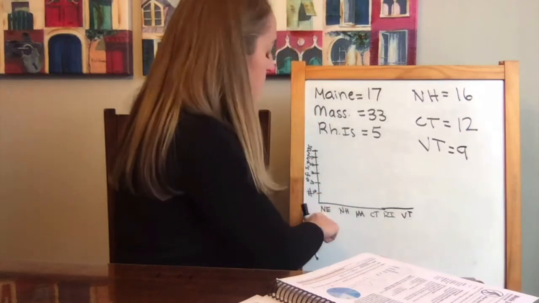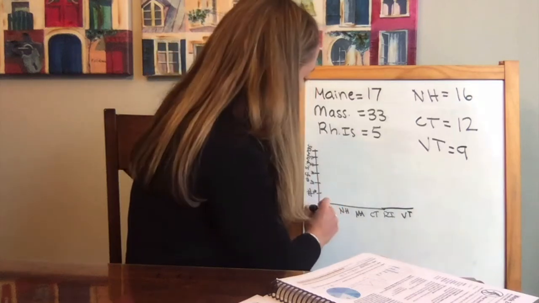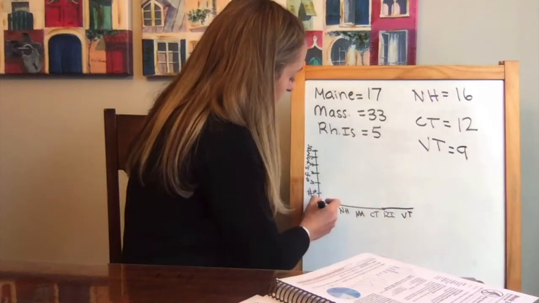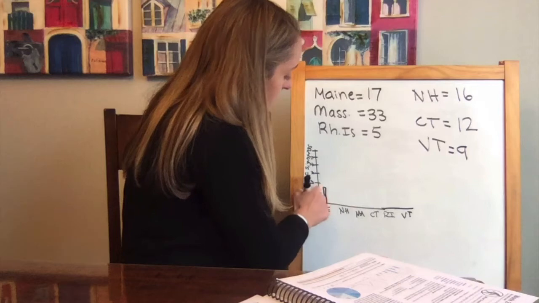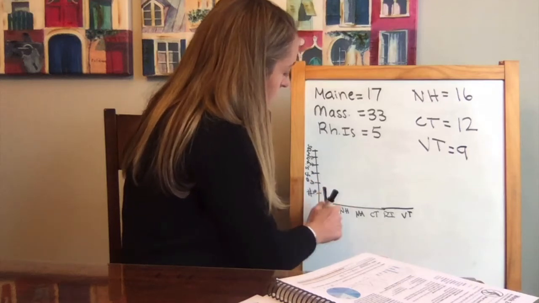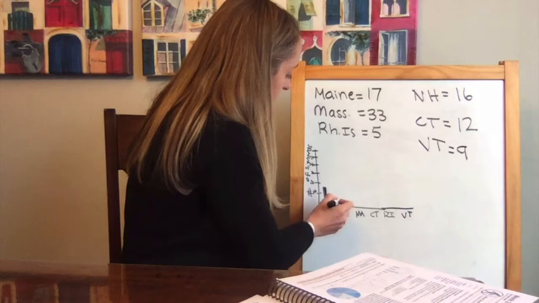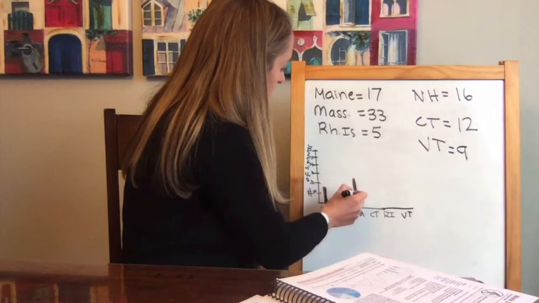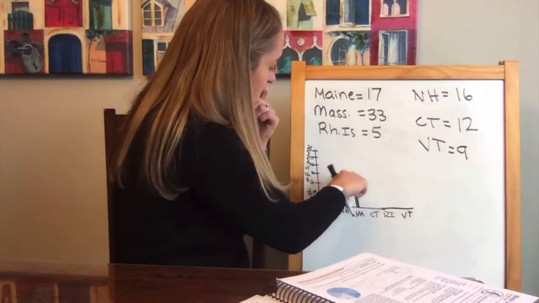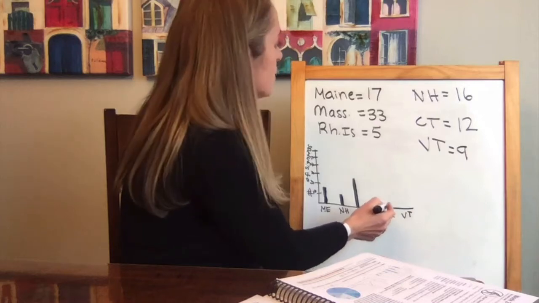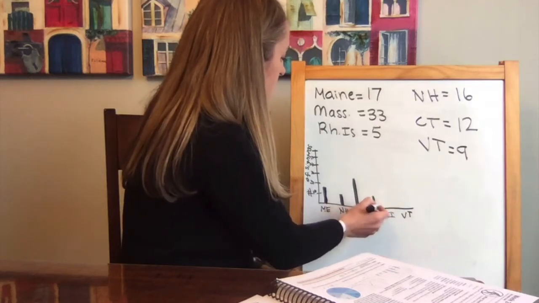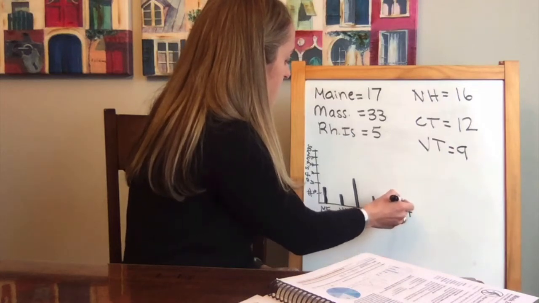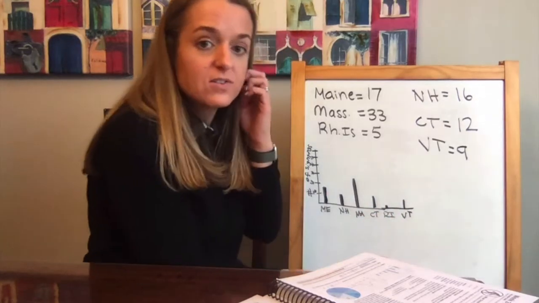So that's an M. My bad. So in Maine, there are 17. So I'm going to make my bar go up. I'm just estimating up to the 17. New Hampshire has 16. Massachusetts, 33. So I'm just taking my bar up to that level. Connecticut, 12. Rhode Island, 5. Vermont, 9. And so that's our bar graph. That is our data in a bar graph.